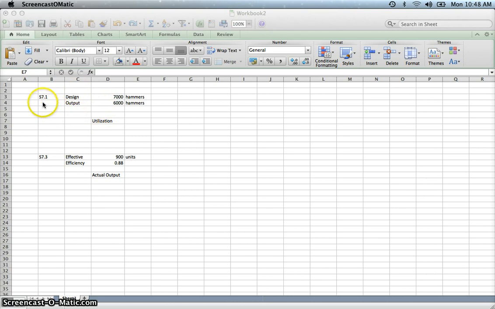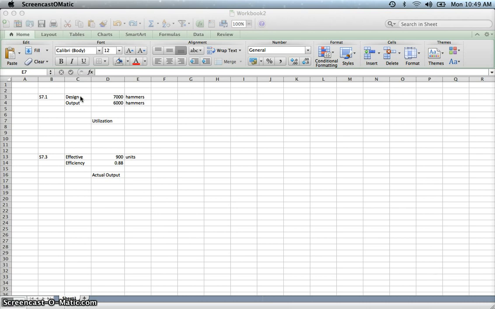I have two sets of data here. These are from 7.1, the supplement to Chapter 7. Here they want us to determine the utilization, the actual measurement. Utilization, once again, is a comparison of the actual output to the design capacity. Now remember, with utilization and design capacity, this is the absolute max. We cannot exceed this. This is the ceiling.